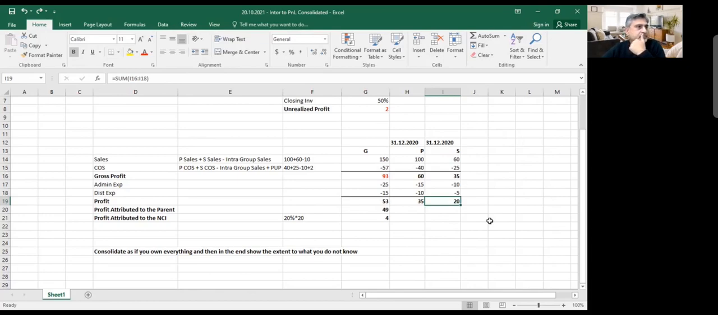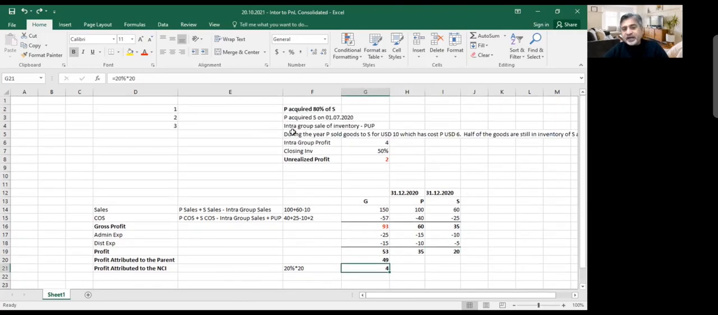Are we clear? Yes. Okay. Now, see here, what would have happened to NCI? Currently it is 4. Imagine that I say intra-group sales: P sold goods to S, because I'm supposing that P is selling goods to S. This is the example we created. The unrealized profit is somewhere here because P has recorded that profit. Within this 100, this 10 is there. Within this 40, this 6 is there or whatever. So the unrealized profit is because of P.